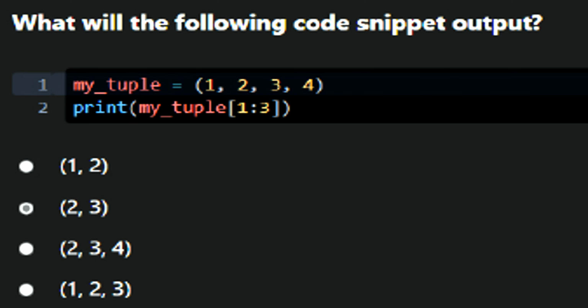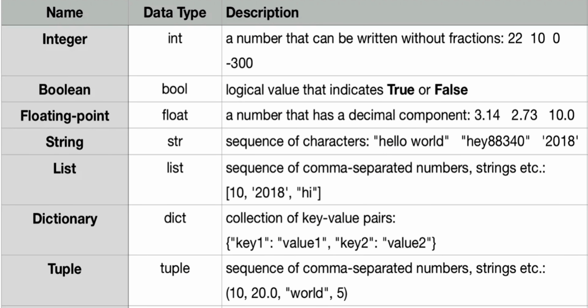Question number 5. What will the following code snippet output? This question is testing a very fundamental skill that you need to have. This is the ability to read and understand Python code. But to perform this, you need to understand the basics of the Python programming language. What are variables? How do we create variables? What is a tuple? How do we create a tuple? How do we modify the data in a tuple? How do we slice a tuple? How do we print a tuple?